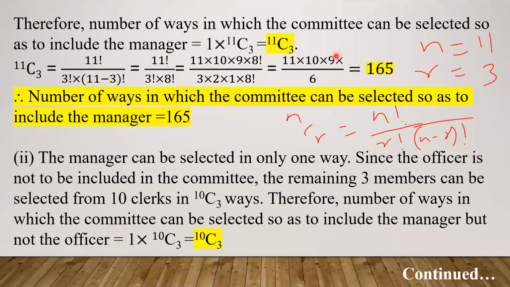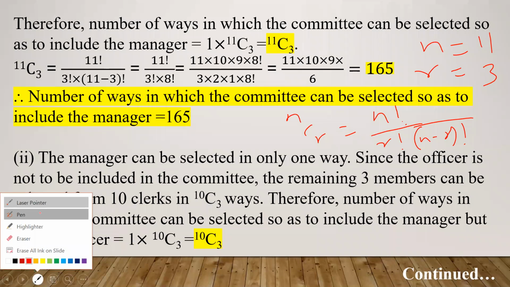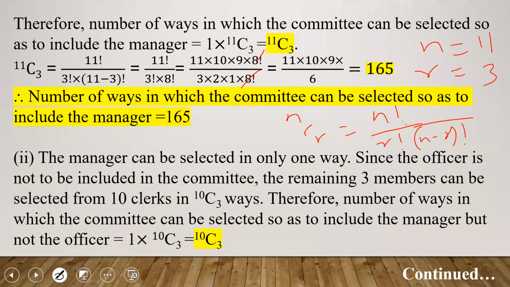That is nothing but 8 factorial. I don't have to write all of it here, because I can see the denominator has 8 factorial. So I can stop here and write 11 factorial as 11 into 10 into 9 into 8 factorial. In the denominator, 3 factorial is 3 into 2 into 1, and 8 factorial I write as it is. Now this 8 factorial and this 8 factorial will get cancelled.